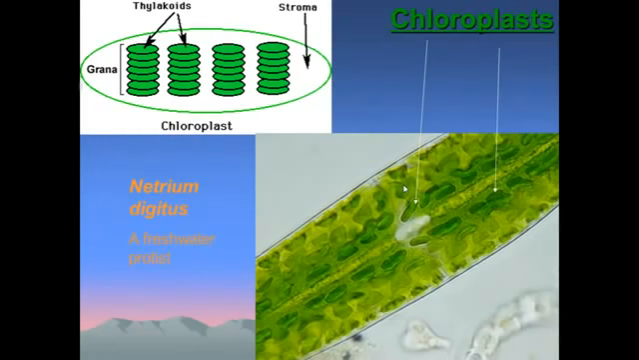This is a more basic drawing of the inside of a chloroplast. And this is a freshwater plant, freshwater protist, and you can see the individual chloroplasts in this image.